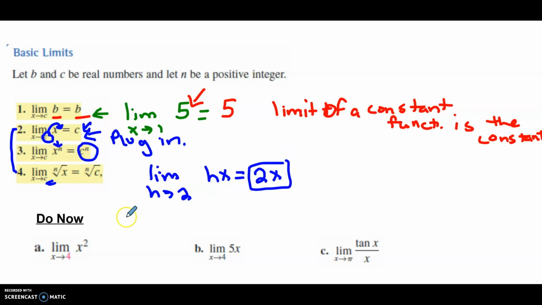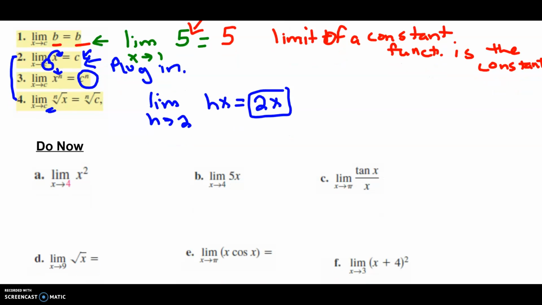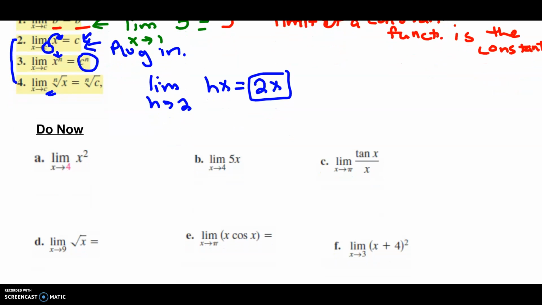Okay? All right, so now we want to do a couple of these. I'm going to just do 1 or 2 with you, and this slide will have the answers to follow. Let's try A together, all right? And we're going to also do, let's do E and F together, and you can do the other ones on your own.